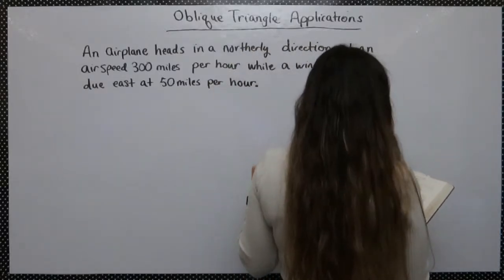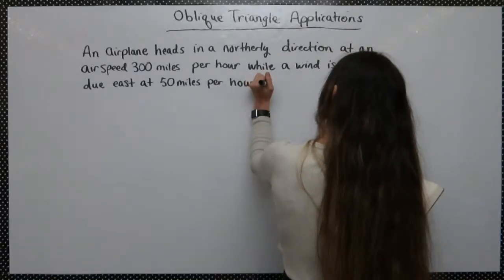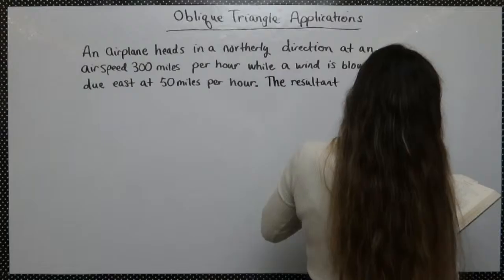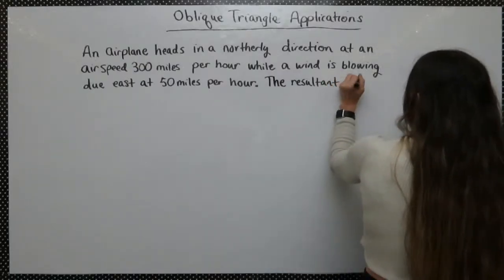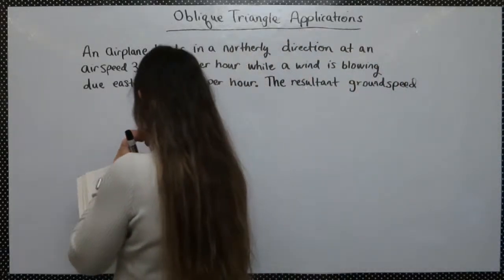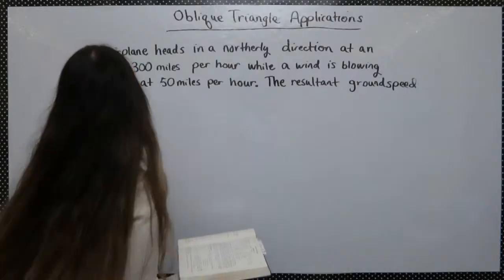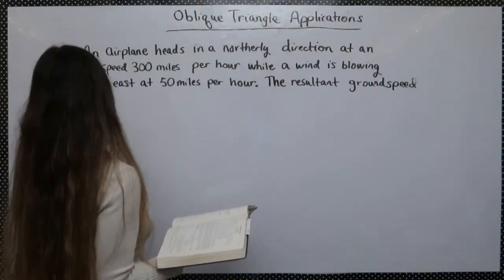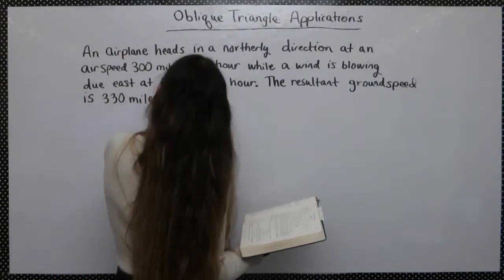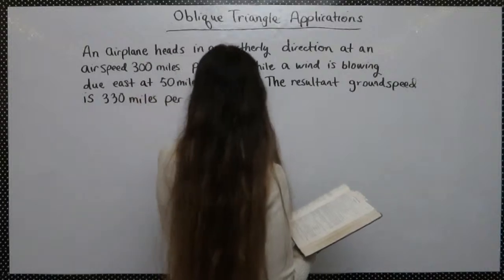And then it asks us to find the heading. It says the resultant, the resulting ground speed, is 330 miles per hour. Find the heading.